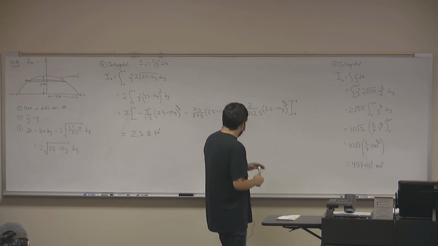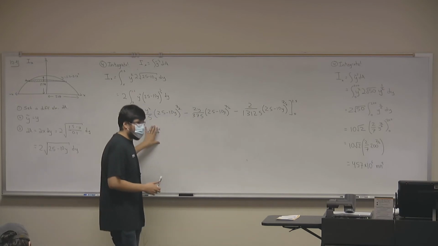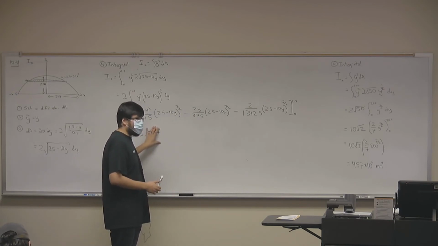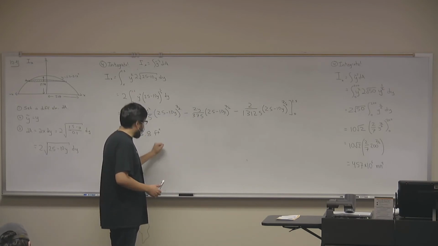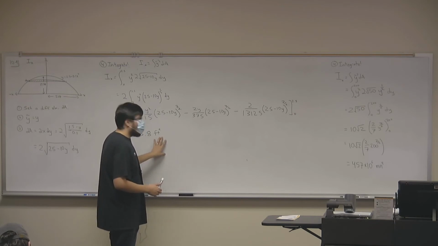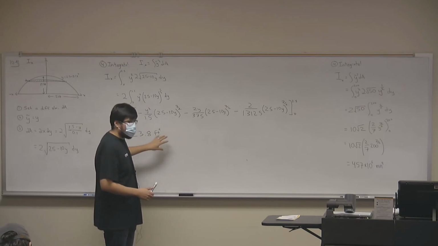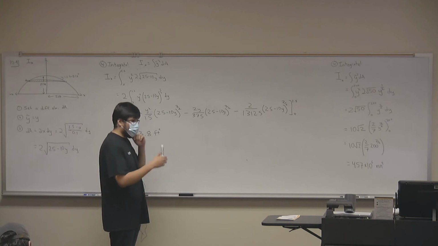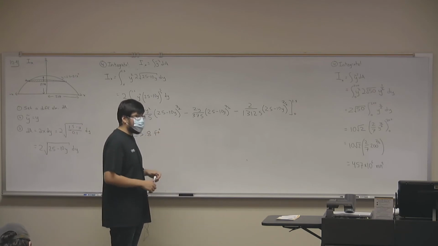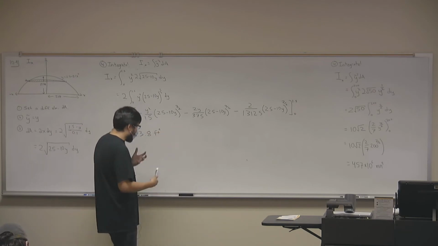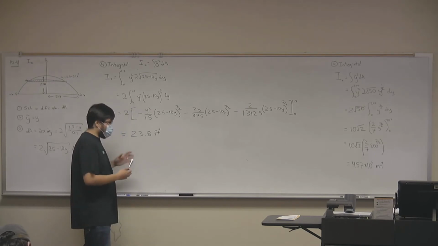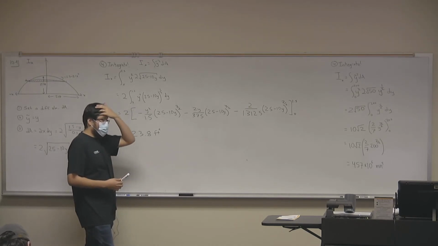So this feet to the 4th is not a physical measurement. It's not a physical quantity. It's a mathematical one that comes from multiplying your area times your distance between your axis and centroid, right? So the best way we can explain it is just by doing that pressure example that we did at the beginning of this topic.